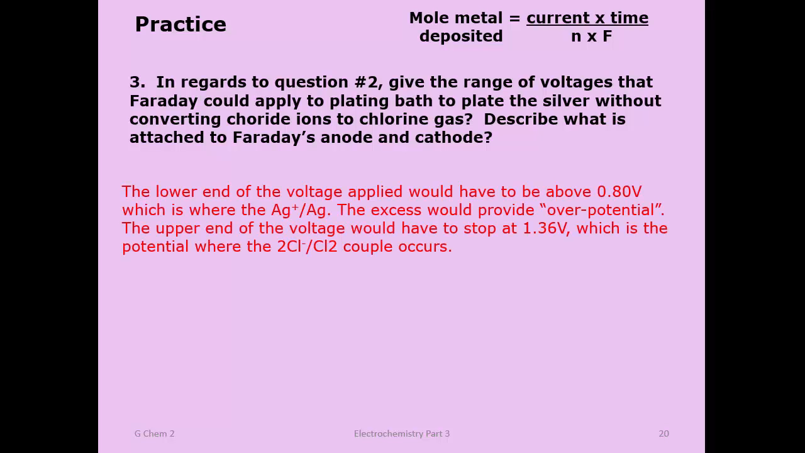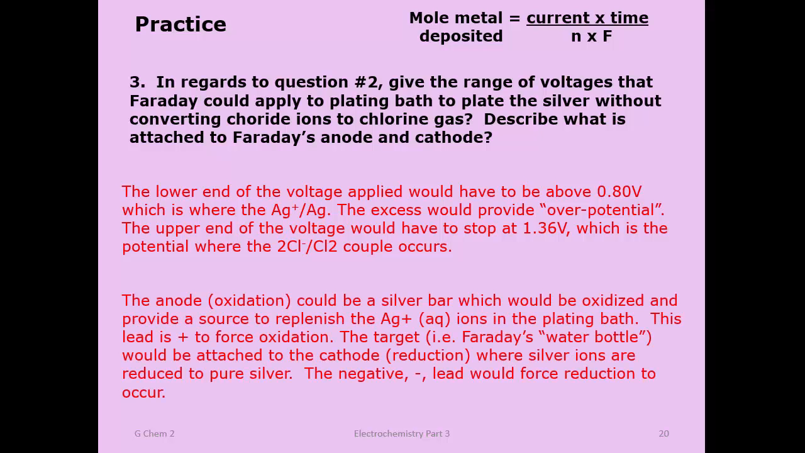The lower end of the voltage would be above 0.80 volts. This is where the silver plus silver 1 couple is. You have to go above that to have overpotential. The upper end of the voltage would have to stop at 1.36 volts, because you don't want to start turning chloride ions into chlorine gas. But once again, it's kind of a poorly written question, because you probably wouldn't want to use silver chloride. You probably want to use something like silver sulfate, or actually silver nitrate, that would be soluble. It's good practice though, to think about how you would hook it up.